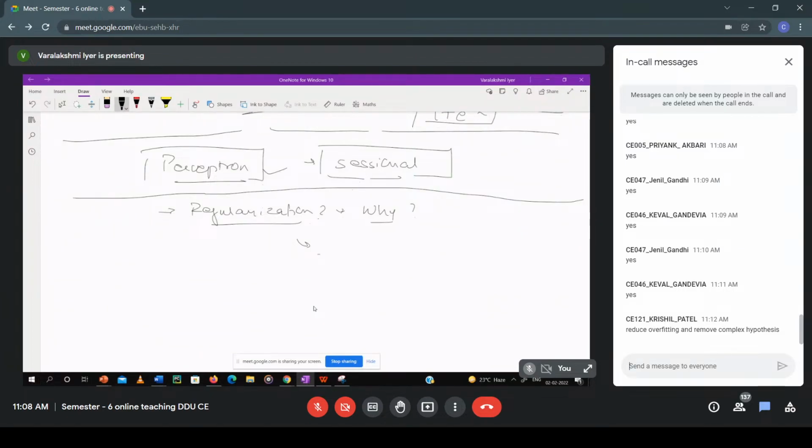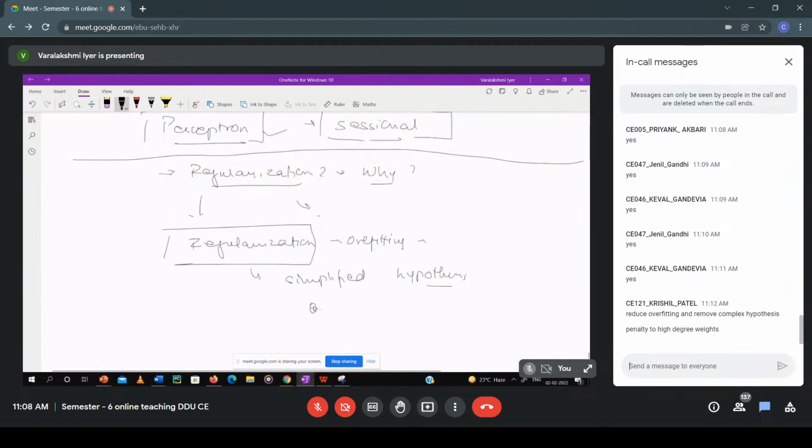Yes, reduce overfitting and remove complex hypotheses, right? That is what the idea was behind regularization. Regularization is mainly used in the case of overfitting. Whenever your model is overfitting on your data set, you will be using regularization to create a simplified hypothesis. Your hypothesis function is to be more simplified, that is why you are using regularization, to penalize the values of parameters, to reduce the values of parameters. Yes, penalty to higher degree weights.